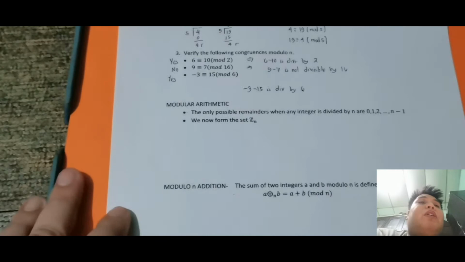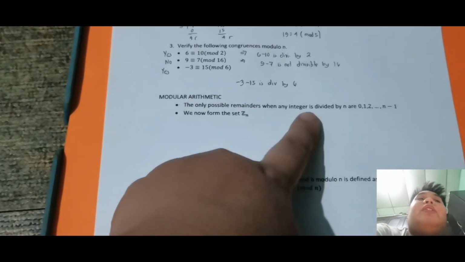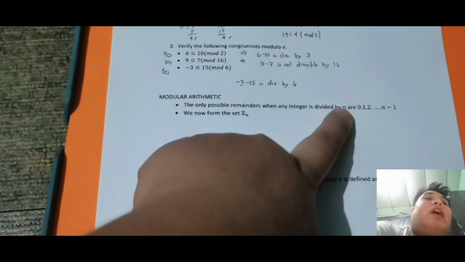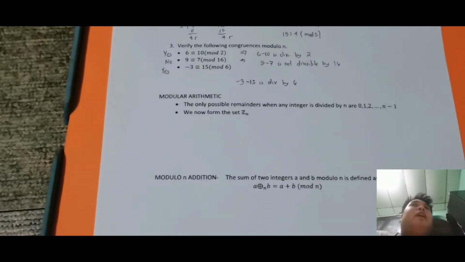So, the modular arithmetic. The only possible remainders when any integer is divided by n are 0, 1, 2, up to n minus 1. Ano ibig sabihin yan? Kunyari, meron akong integer, didivide ko sa isang integer. Ang possible remainders lang niya daw ay 0, 1, 2, 3, up to n minus 1. Hindi nakasama mismo yung n. So, ano ibig sabihin, sir?